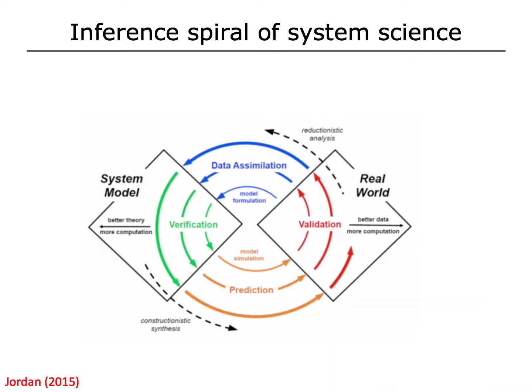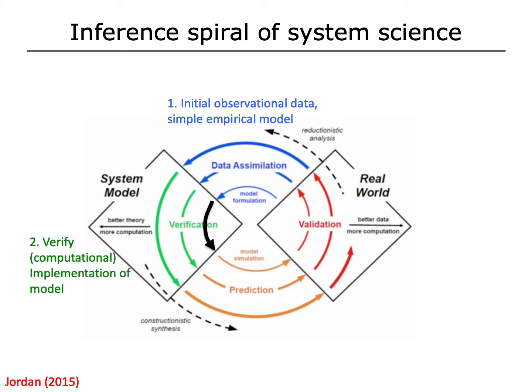That also leads to the notion of an inference spiral, as coined in an earthquake context by Jordan. And this really proceeds as shown here, where we may first address some initial problem by having some observational data, and with that observational data alone, develop some simple empirical model. We need to verify the implementation of that model. The extent that will be onerous will depend on how simple or complex the model is. We make use of that model to predict some future event or possibly retrospectively predict events that have been observed.